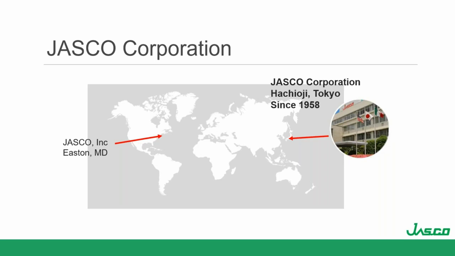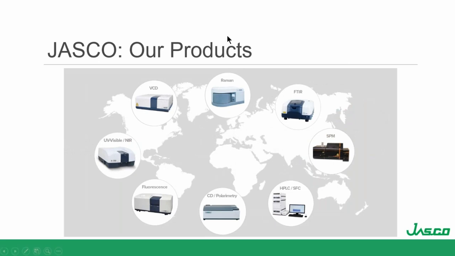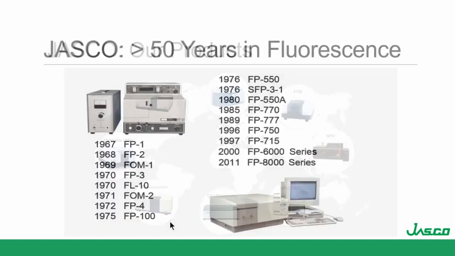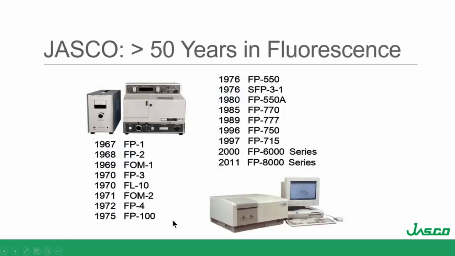JASCO started back in 1958 with a Nobel laureate infrared spectroscopist and is located in Hachioji, Tokyo. Our North American and South American offices are here in Easton, Maryland, and JASCO has been producing exceptional spectroscopic and chromatographic instrumentation, a full range of instruments. Many of you may be familiar with these, but today I'm going to focus on fluorescence. And JASCO's been doing that a long time, with the first system being introduced back in 1967.